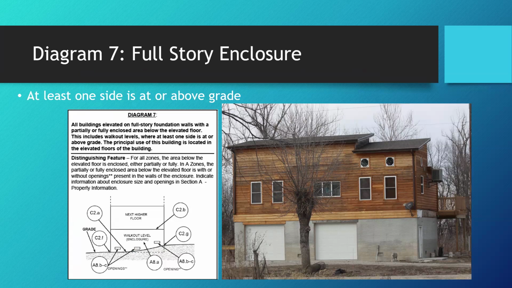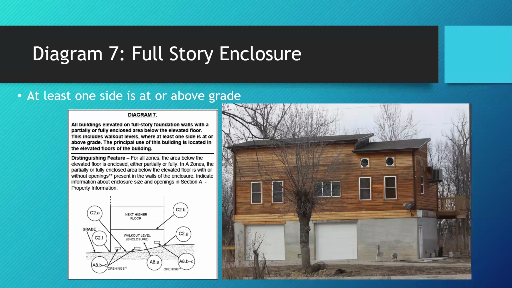So it's basically a slab on grade, it's not a basement. And then you have the top of the bottom floor would be the enclosure floor. C2B would be that elevated living floor. And this one has a little bit more detail because of the flood openings that would be required for this. So you have A8, B through C are the openings with that information in it. And then A8A, so that would be the enclosure part. So it's an enclosure and it has flood openings. So that would be required.